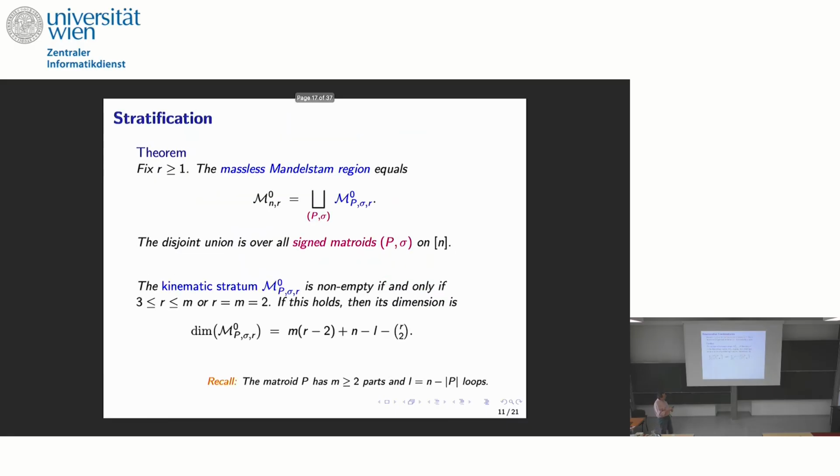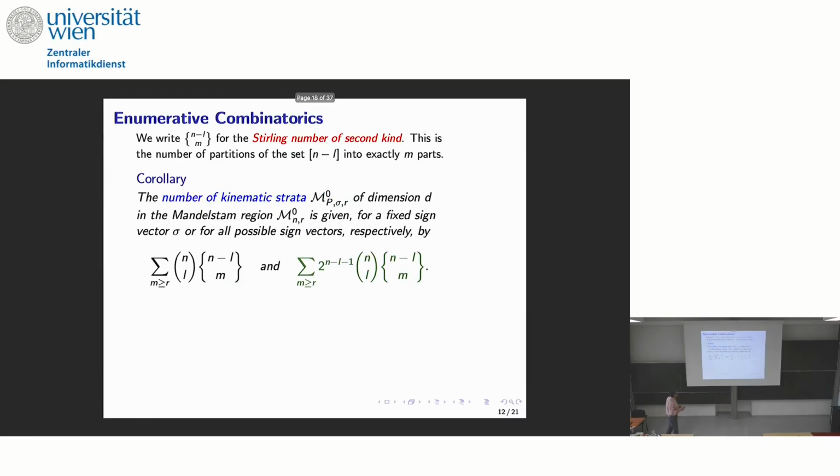Well, I'm sort of turning this on its back. Here I said, here's a stratum and its dimension. Now I'm saying, let's fix this number to be d. How many strata are there? Okay, if I'm fixing the sign sigma, so if I'm fixing who is lightlike and who isn't, who is in the future and who is in the past, then the number of strata is the sum over all m greater or equal r of n choose L times this Stirling number.